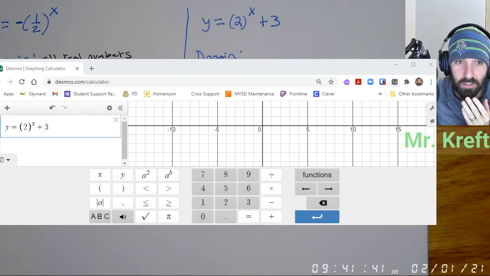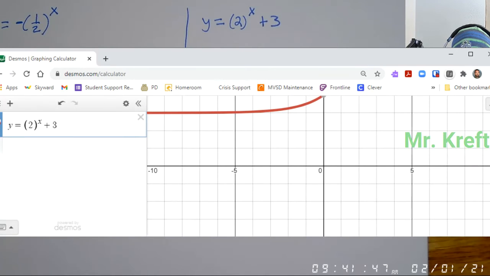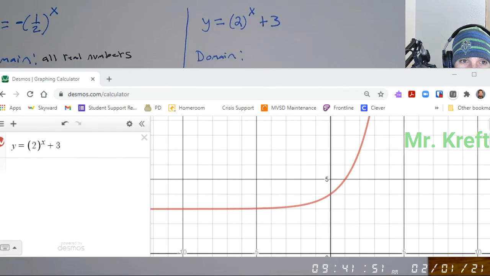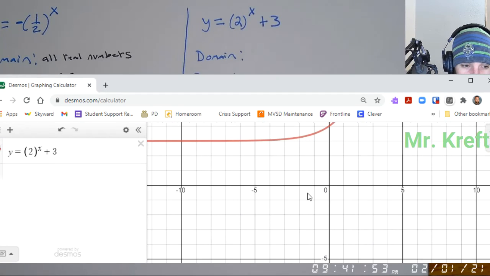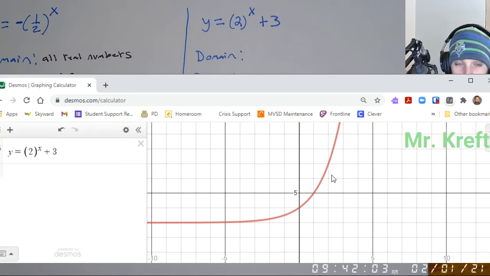All real numbers just means, and this is what I was trying to show you on this graph, that it works for all inputs. So notice here, my x-axis is right here. So I have 0, 1, 2, 3, 4, 5. Then I have -1, -2, -3, -4. And the graph has a value for all of those points. That says all inputs work, right?